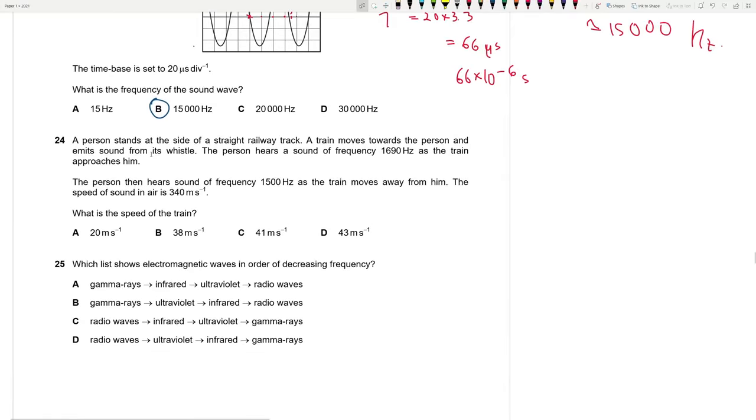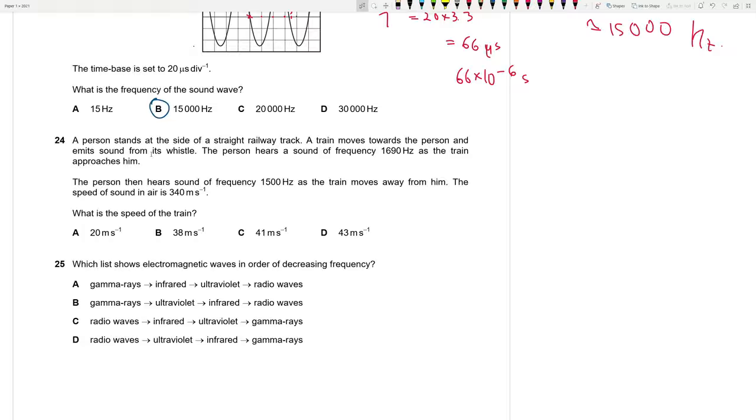24. A person stands at the side of a straight railway track. A train moves towards the person and emits sound from its whistle. The person hears a sound of frequency 1690 as the train approaches him. The person then hears a sound of 1500 as the train moves away from him. The speed of sound in air is 340. What is the speed of the train?